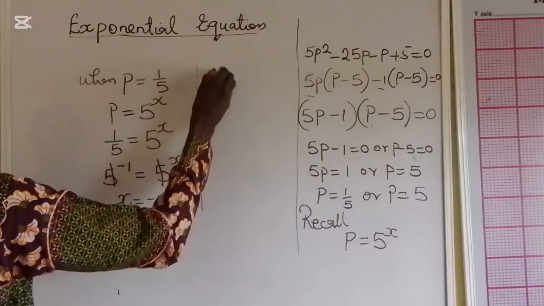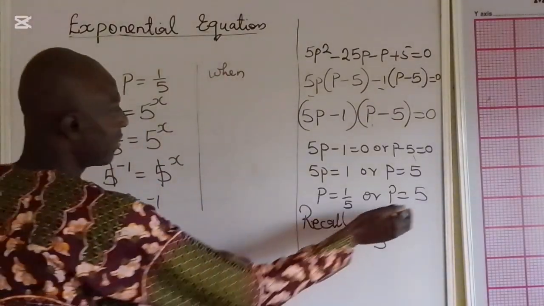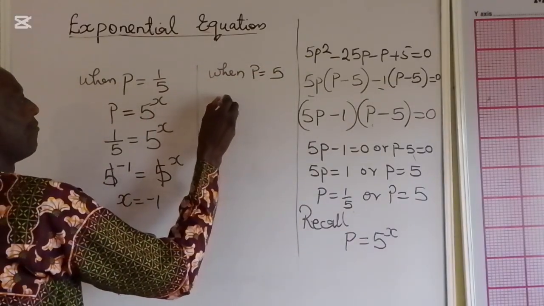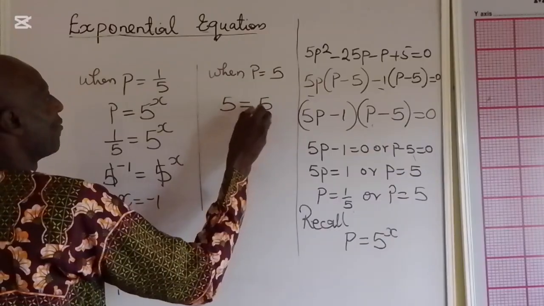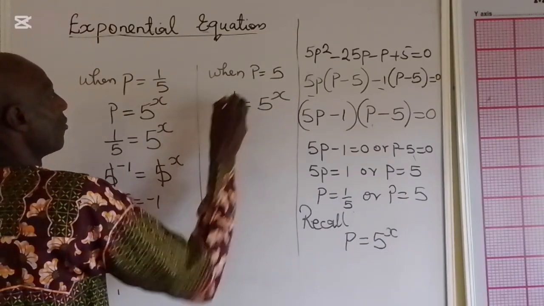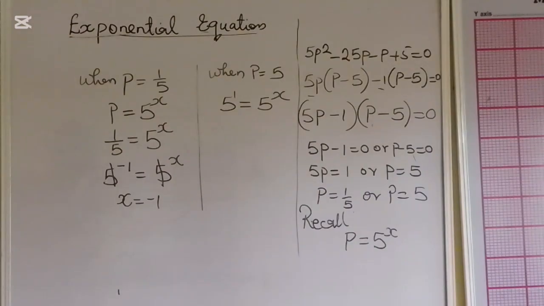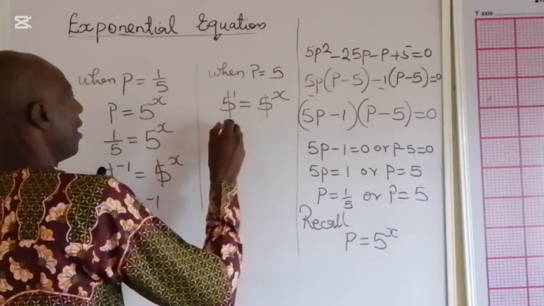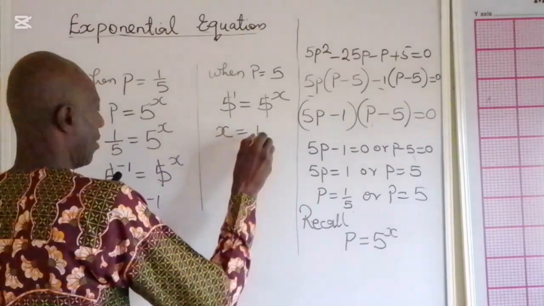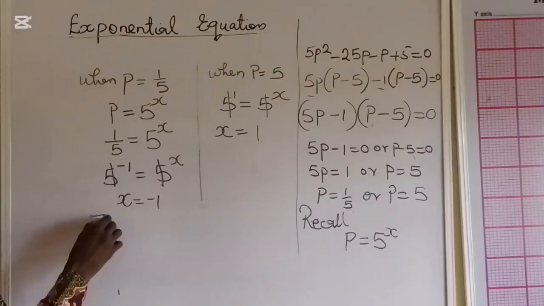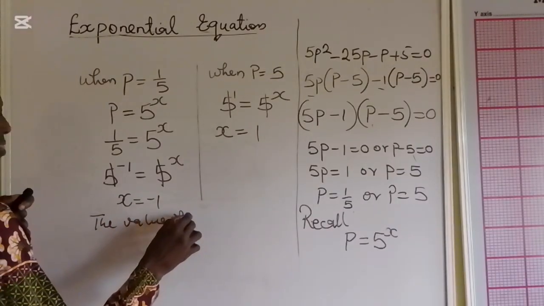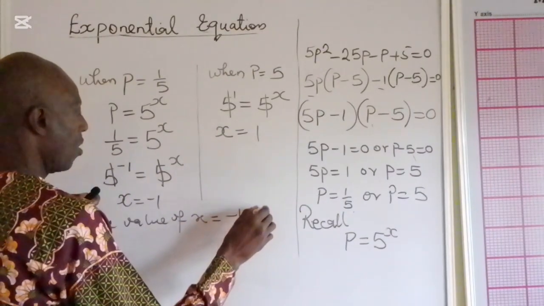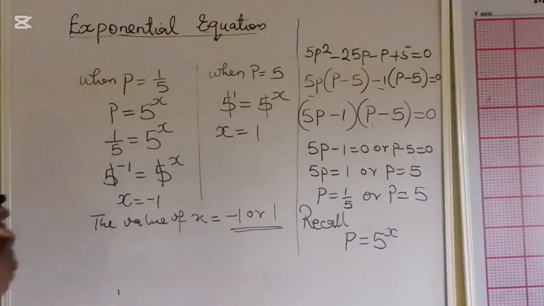Now the other value, when p is equal to 5. I will substitute here. So 5 is equal to 5 raised to power x. Now, take note, ordinary 5 is the same as 5 raised to the power of 1. So now we cancel, and our x is equal to 1. Therefore, the value of x is equal to minus 1 or 1. That is the value of x.